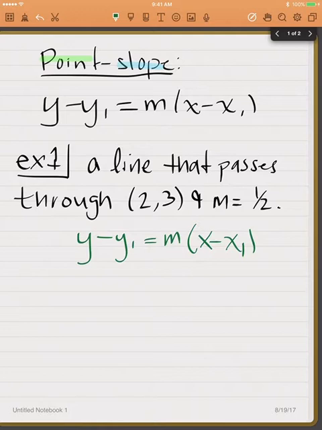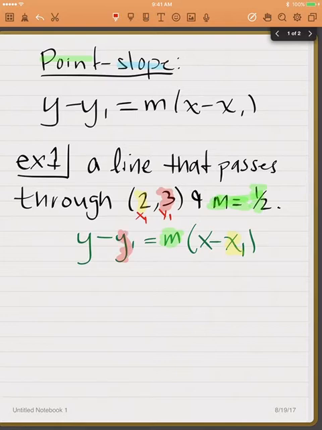So you can tell right away where your slope's going to go. We know that m equals 1/2 is going to go right here into this piece. And we know that this right here is going to be your x1 and this is going to be your y1. So you know your x1 is going to go right into this spot right here. And we know that this guy y1 is going to go right into this spot right here.